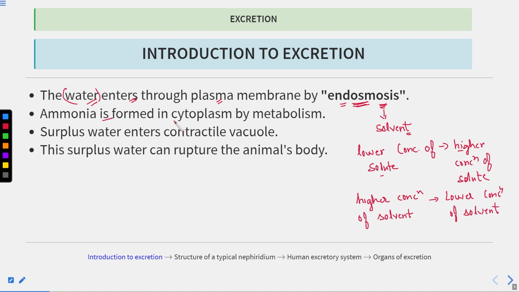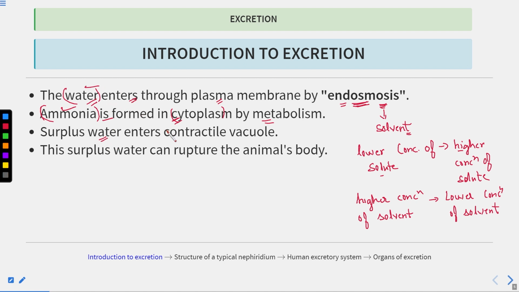Ammonia is formed in the cytoplasm of the bacteria with the help of the process metabolism. I've already told you, metabolism includes a lot of chemical reactions that are enzymatically controlled, and during this metabolism, some products are produced which are harmful or of no use to the organisms. One of the products is ammonia, that is formed in the cytoplasm of the amoeba, and it is thrown out of the body with the help of the process known as diffusion.